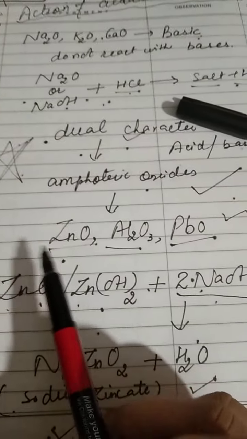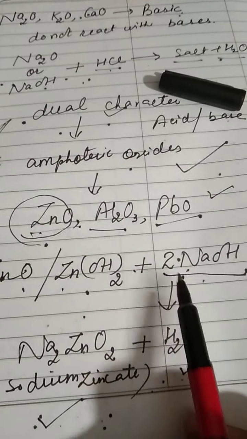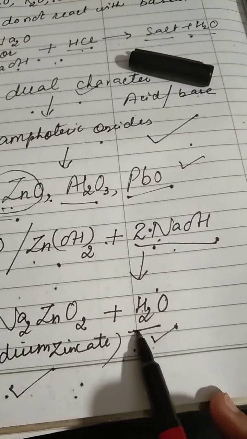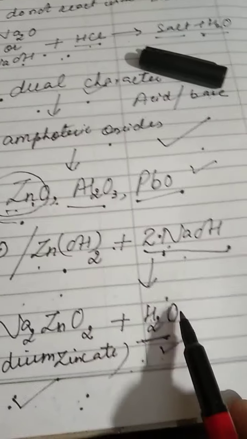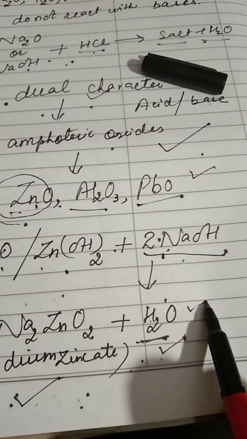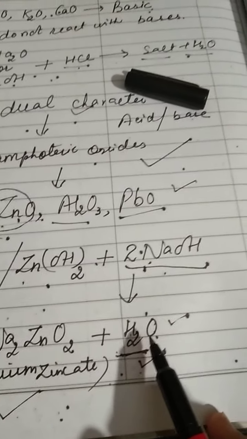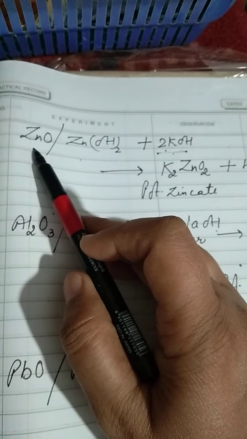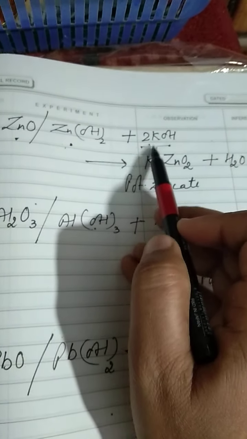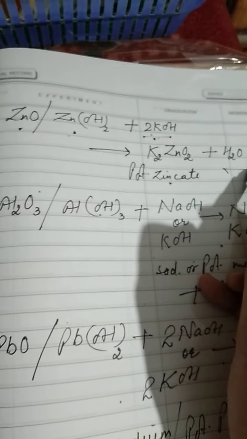Keep in mind, when a metal like zinc alone reacts with sodium hydroxide, instead of water, hydrogen is formed. But when its oxide reacts with sodium hydroxide, it forms water. That means oxidation of hydrogen occurs, resulting in the formation of water. A similar reaction occurs with potassium hydroxide: when zinc oxide or zinc hydroxide reacts with potassium hydroxide, it will form potassium zincate and water.